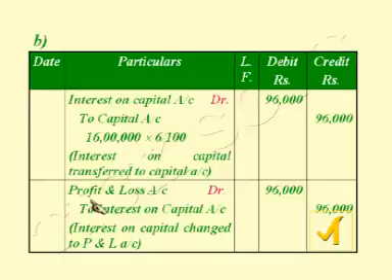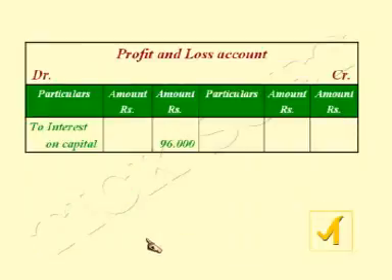What is the transfer entry for this? Profit and loss account debit 96,000 to interest on capital account 96,000. This is the transfer entry. First one is the adjustment entry. We have to show it on the trading account debit side. At the same time, on the balance sheet liability side, we have to include interest on capital with the capital. Then the transfer entry is profit and loss account debit 96,000 to interest on capital 96,000, being interest on capital charged to profit and loss account. Then profit and loss account debit side, interest on capital 96,000 in the outer column.